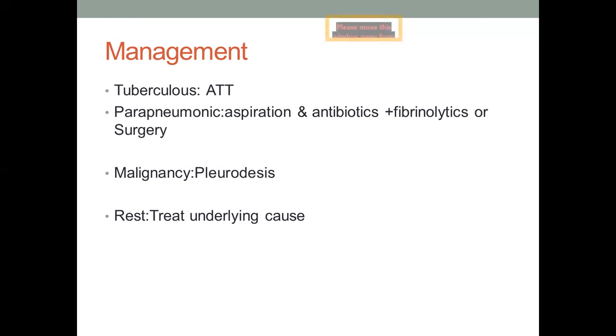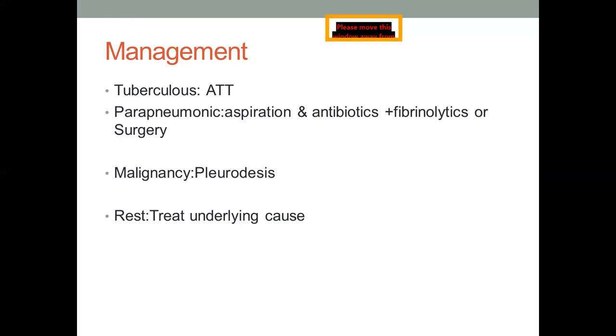And parapneumonic effusion, because there will be polymorphic pleural effusion and exudative, then aspiration of the effusion is recommended, even if that is less in quantity. Also empirical antibiotic therapy. And if there is septation in the effusion, then fibrinolytics like tissue plasminogen activator, TPA, or streptokinase are given through the chest tube. Or sometimes if there is trapped lung, then surgery is indicated for this pleural effusion.